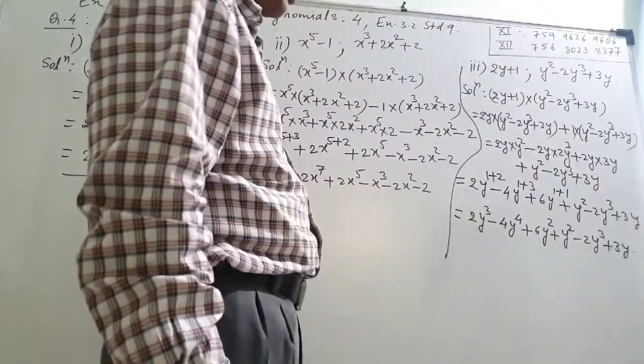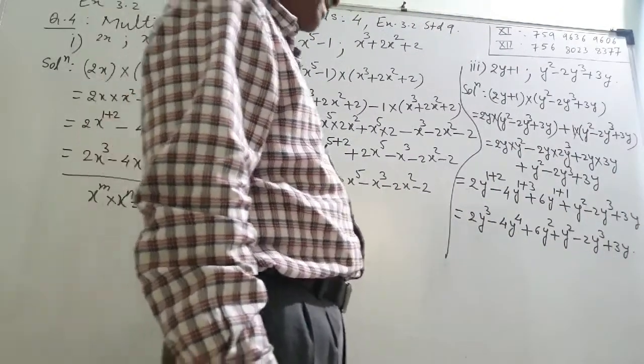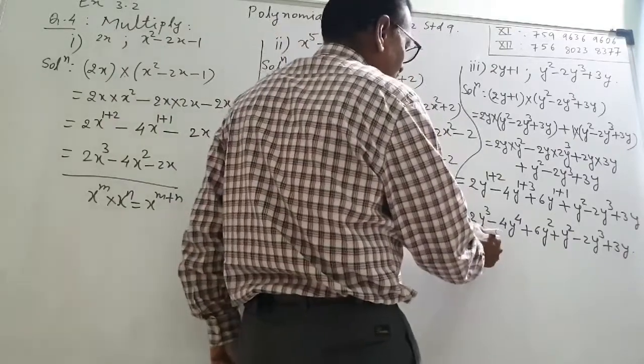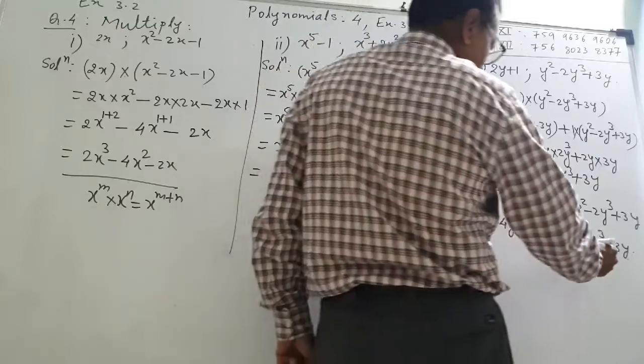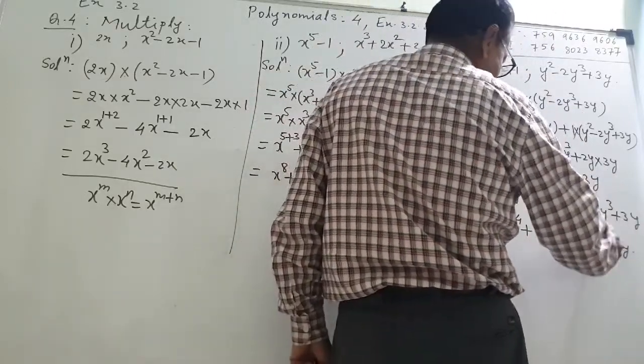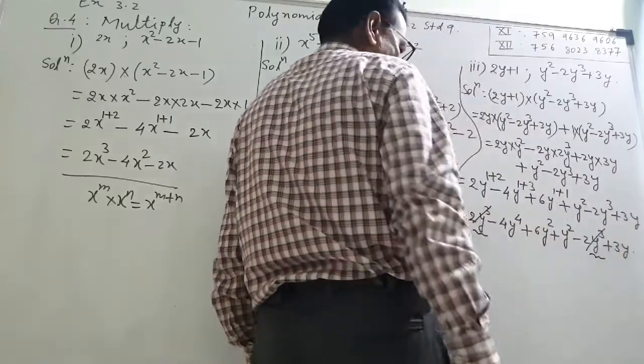Now I have to see whether there are like terms. Yes, there are like terms. This is plus 2y cube, this one. This is y cube term. This is also y cube term. This is plus and this is minus. They will get cancelled out and will remain 0.